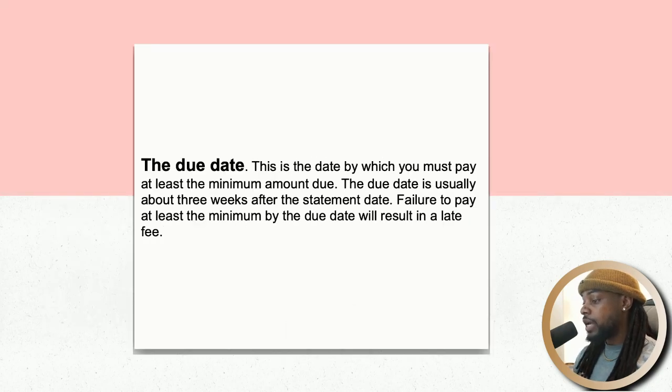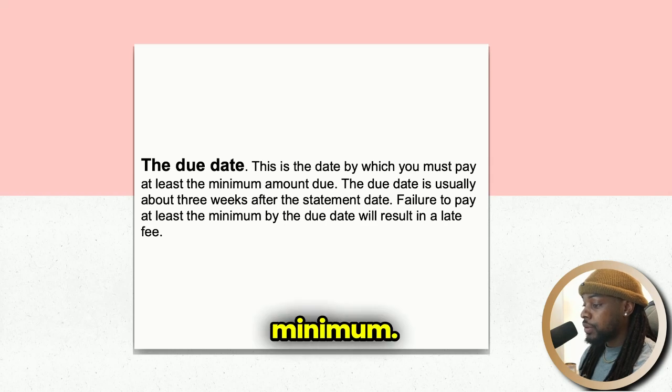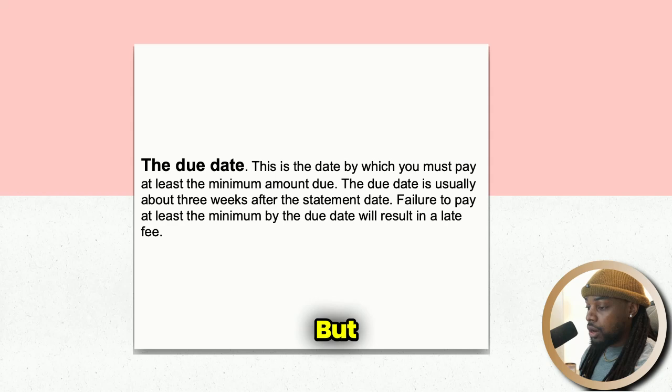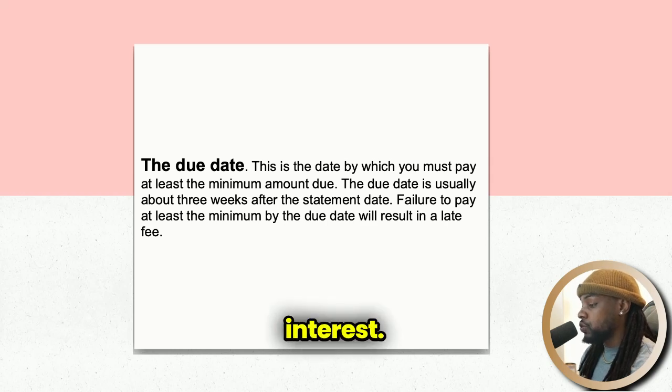Now, the due date, this is the date by which you must pay at least the minimum amount due. We'll talk about that and why you don't want to pay just the minimum. I mean, of course, because you don't want to get interest, but once I'm able to actually show you a statement, that will make a lot more sense. The due date is usually about 3 weeks after the statement cycle date, and failure to pay at least the minimum by the due date will result in a late fee, or if it's just the minimum and not the full balance, then it'll result in interest.